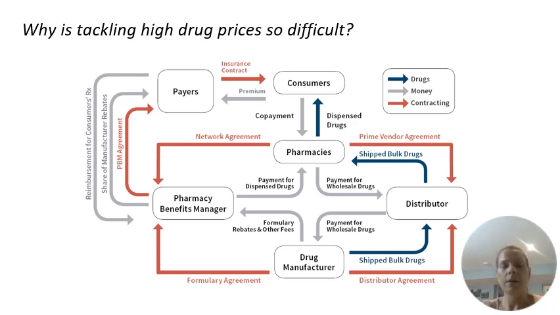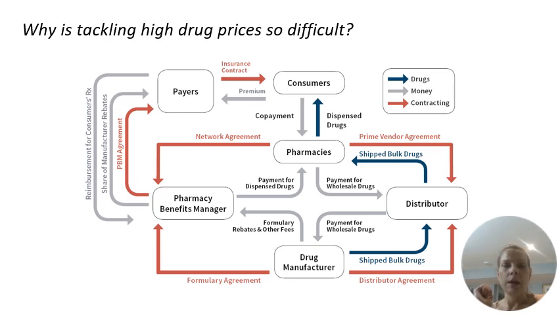So let's talk a little bit about drug prices and why tackling drug prices is so difficult. What we're seeing on this slide is the flow of medicines, money, and contracts, business agreements between different entities in the US market. In other countries, depending on the country, this graph would be totally inapplicable, but this is specifically for what's happening in the United States.